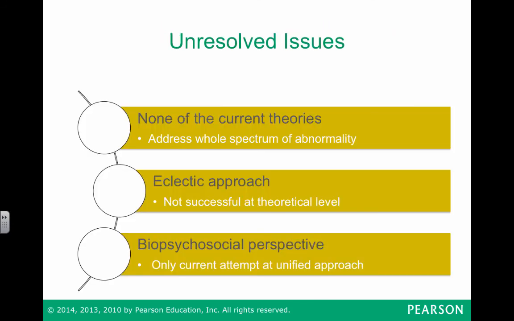Now, when we look at all these different theories and ideas about the causal factors of abnormal behavior, what we need to realize is that none of the current theories address the whole spectrum of abnormality. There are gaps in each of these theories. To resolve that, some people have taken an eclectic approach where they pull a little bit from here and a little bit from there. That may work for people, but it's not successful at a theoretical level. And so, in our textbook and throughout this course, we're going to be taking a biopsychosocial perspective, and that is believed to be the only current attempt at a unified approach.